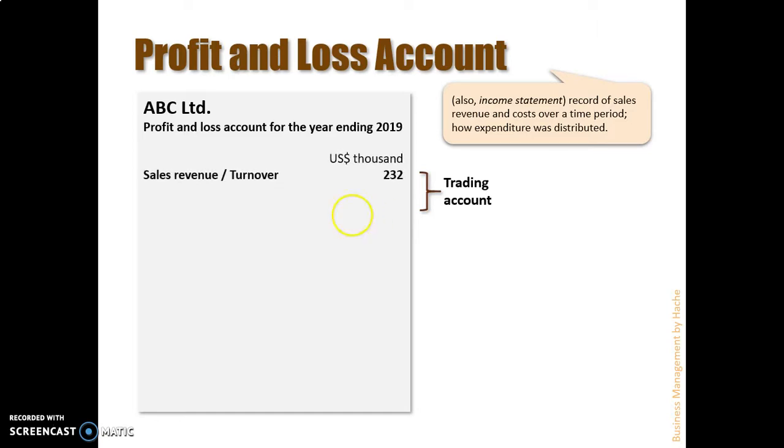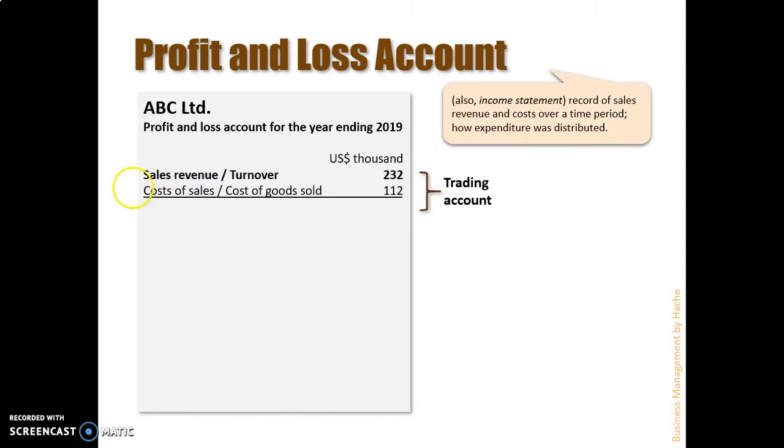So let's take a look at it. We have the sales revenue first. It will either say sales revenue or turnover here. Okay, these are synonyms, so you can pick either of these two to write your document. Most of the time it will be just sales revenue and how much the sale has been. For this year, ABC Limited has got $232,000 in sales revenue, in sales.